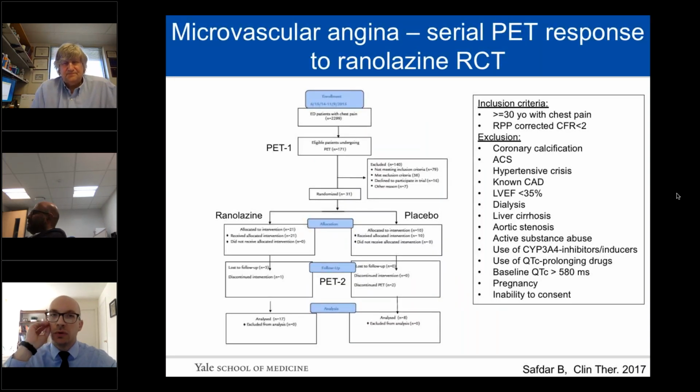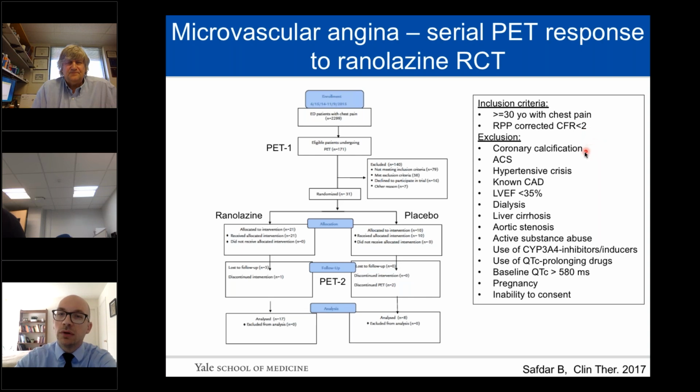And we have also performed a pilot randomized control trial. This was a double-blind trial where we included patients who presented to the emergency room with chest pain above the age of 30 and who underwent PET, and they had rate pressure product corrected flow reserve less than 2.